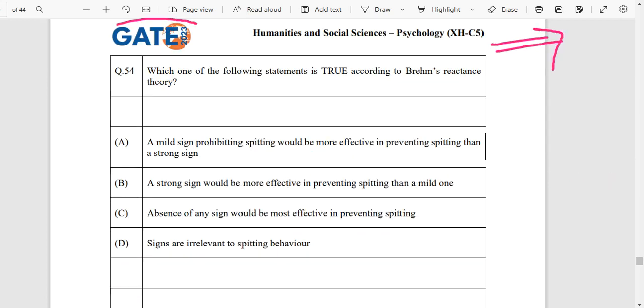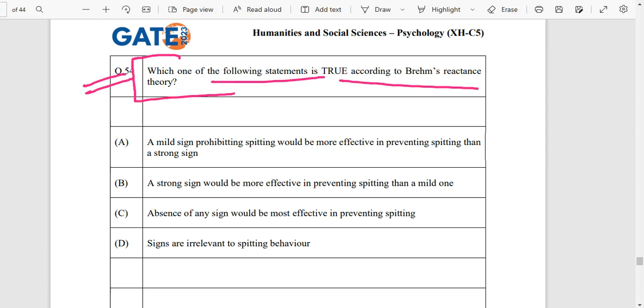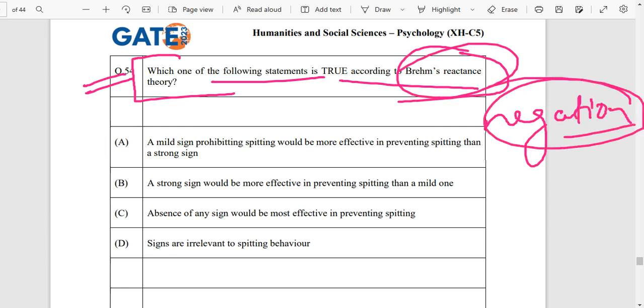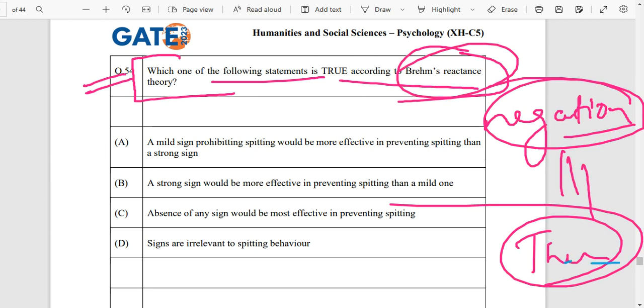Okay, some new topic, GATE 2023, question number 54. Which one of the following statements is true according to Brehm's reactance theory? So you should know what Brehm's reactance theory is. It's just the negation, okay, what you have seen in the thumbnail. I will try to put the thumbnail likewise. So we will read the options first.